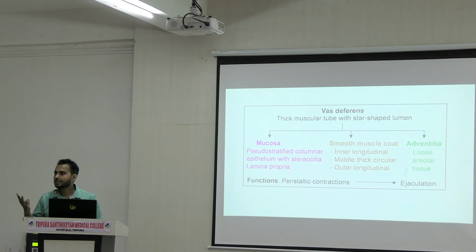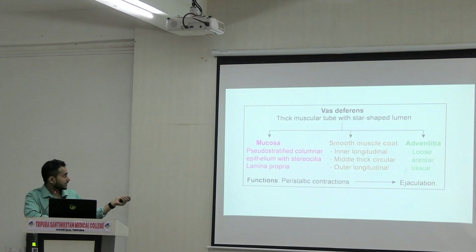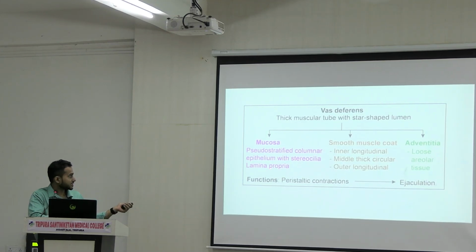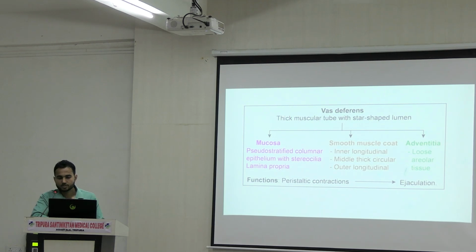Next, mainly we are getting three layers. What are those layers? First is the mucosa, where the lining epithelium is present. What is the lining epithelium? It is pseudo-stratified columnar epithelium with stereocilia, almost the same as the epididymis. A small amount of lamina propria, some connective tissue, is also present.